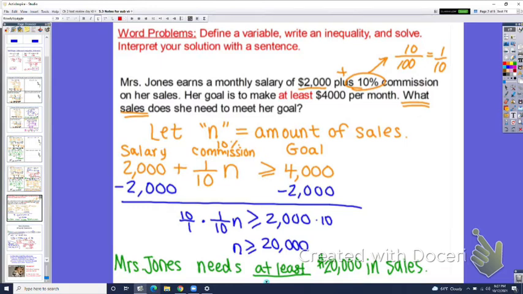So we change that 10% into a fraction. Every percent is out of 100, so that is 1/10. 1/10 of her sales looks like 1/10 N, which is greater than or equal to 4,000 because she wants at least 4,000. So we can start this by subtracting 2,000 on both sides. And then to get rid of the 1/10 fraction, you can multiply by the reciprocal, which is 10 over 1. So that means Mrs. Jones needs at least $20,000 in sales. So maybe she's selling cars or something like that where she gets a little commission bonus pay on what she sells.